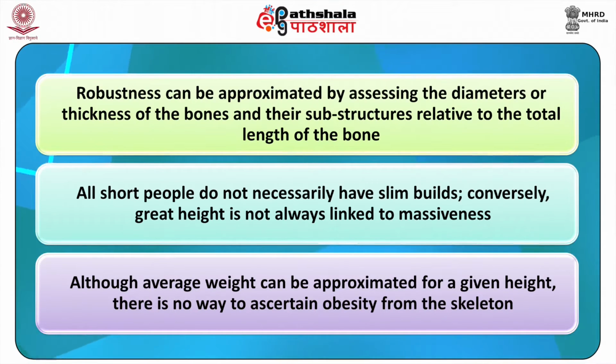Robustness can be approximated by assessing the diameters or thickness of the bone and its substructures relative to the total length of the bone. All short people do not necessarily have slim builds. Conversely, greater height is not always linked to massiveness. Although the average weight can be approximated for a given height, there is no way to ascertain obesity from the skeleton.